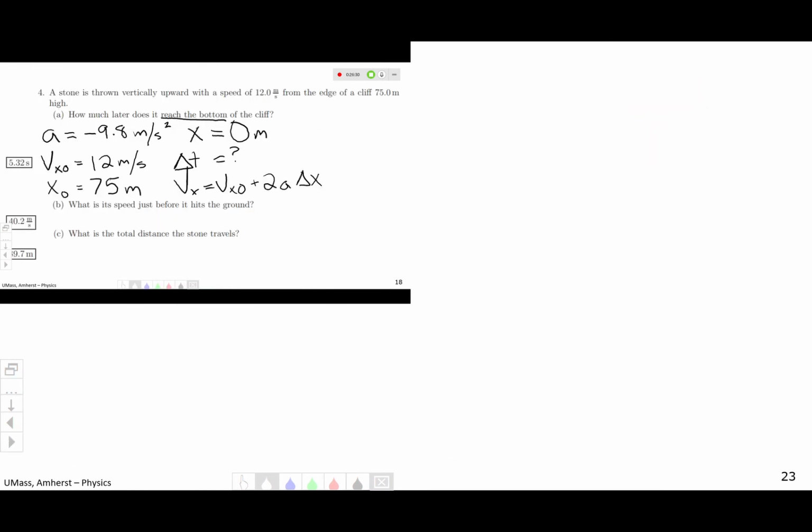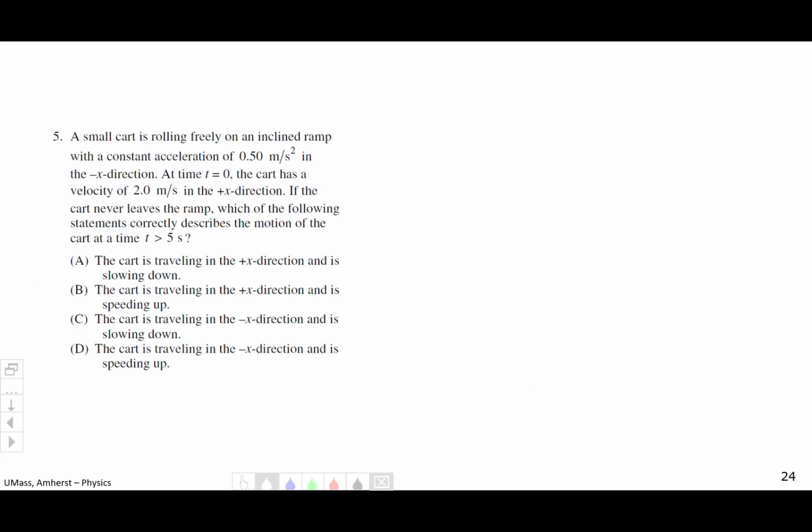And now we have the AP test questions. So let's go through those. A small cart is rolling freely on an inclined ramp with a constant acceleration of 0.5 meters per second squared in the negative direction. At time t equals 0, the cart has a velocity of 2 meters per second in the positive x direction. So we've got a negative acceleration and a positive initial velocity.